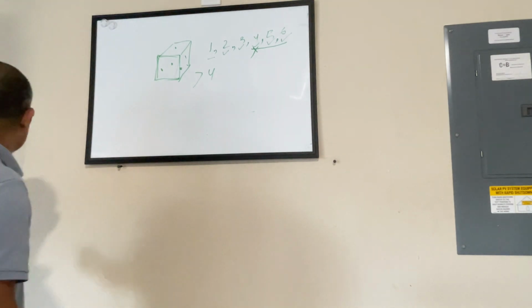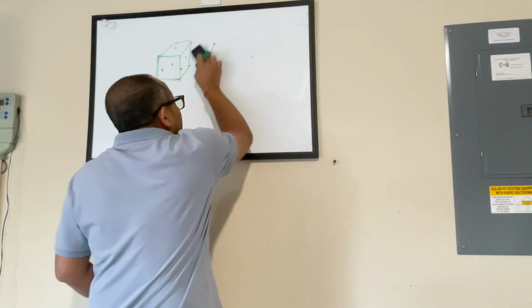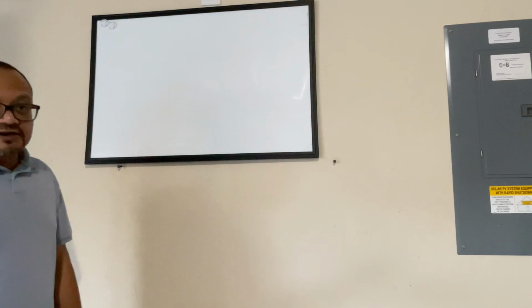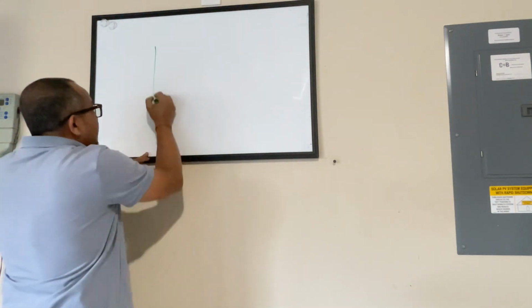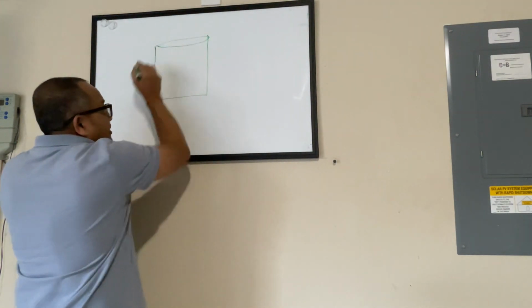Okay. Now, let's look at another thing. That is called experimental probability. Now, let's think of a bag. A very big bag.